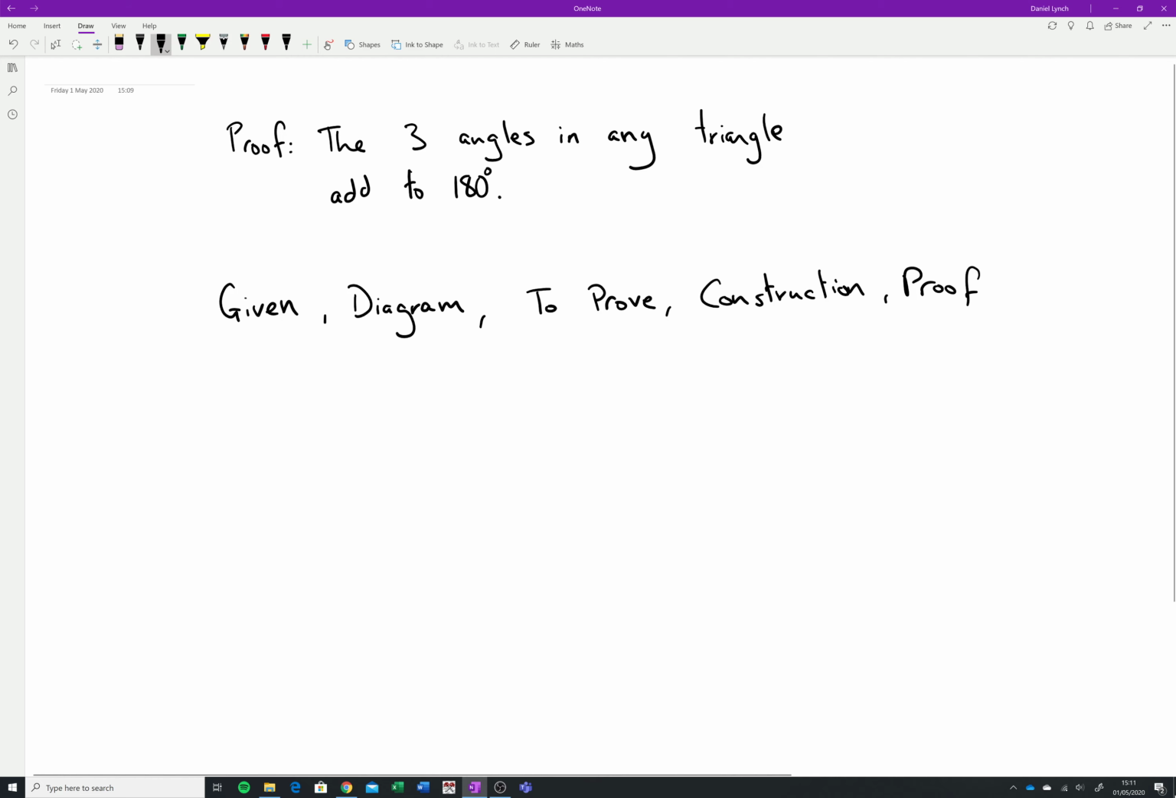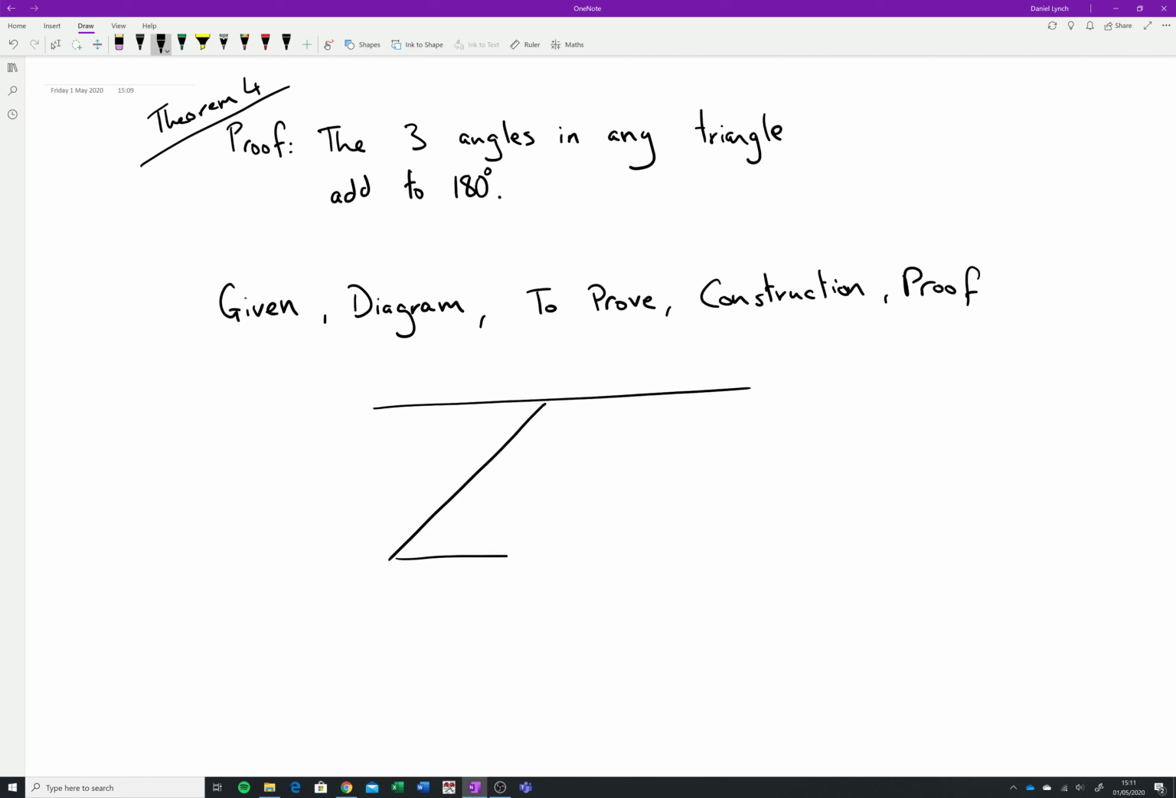Okay, the key to remembering all of these, so this is Theorem 4, the key to doing all of these is a good diagram. If you have a good diagram, you are good to go. So here's what the diagram is. What you want to do is draw a triangle, and you want to have a line which is parallel along there. If you can remember that, you are good to go.